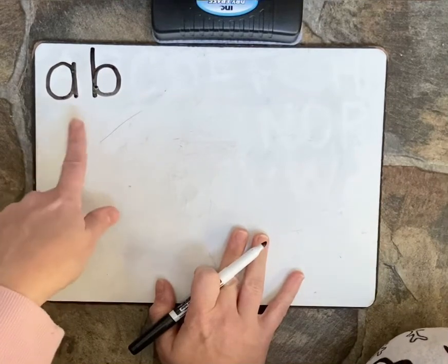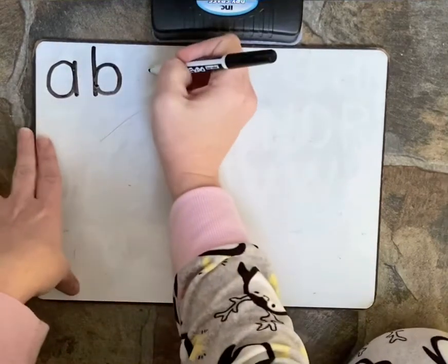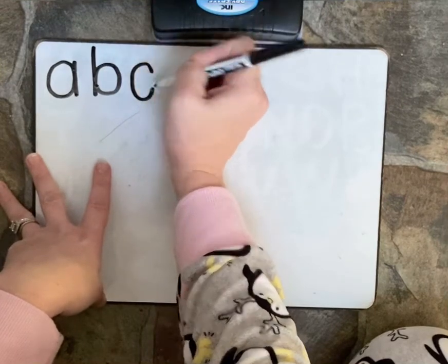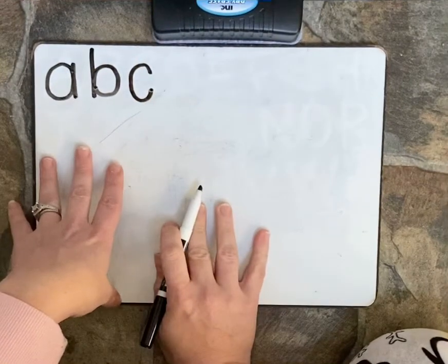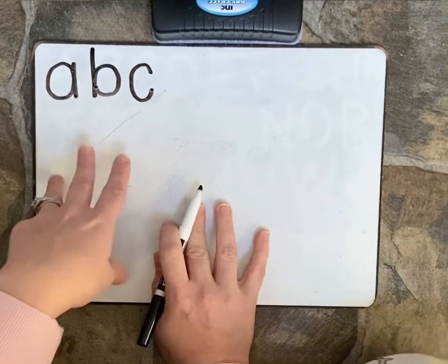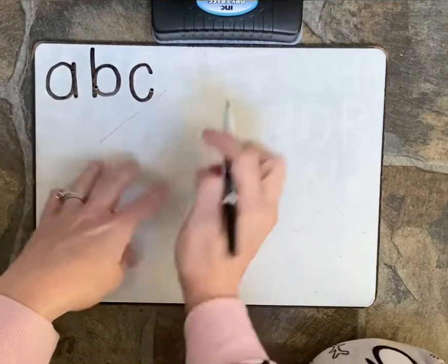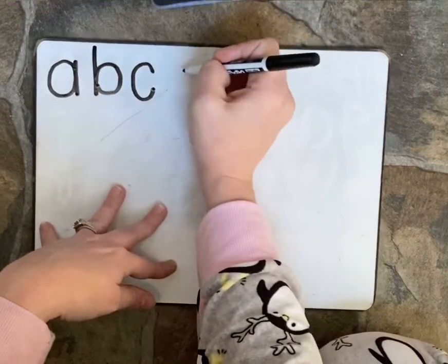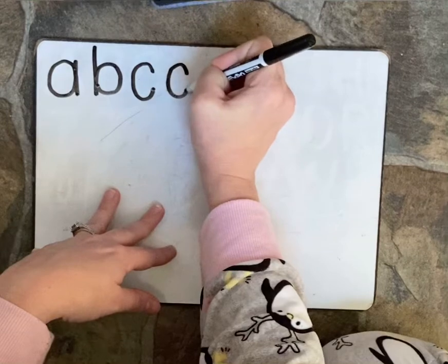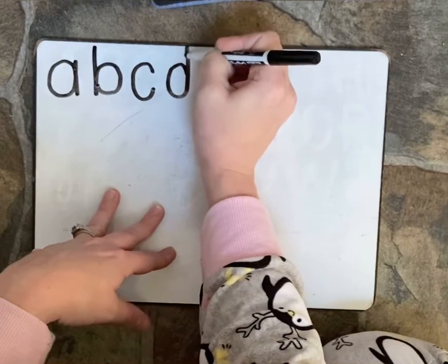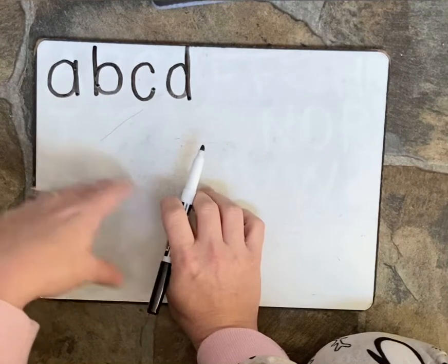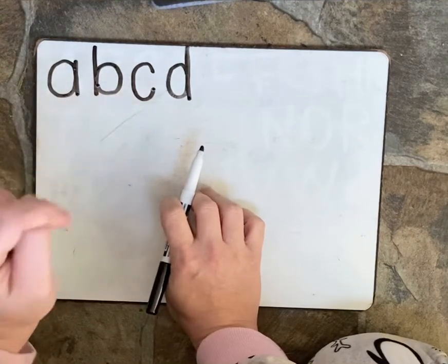Okay, so we have A, B. Our next letter is C. You know how to do that one. Over, around, and open. What comes after C? D. And if you can write an A and a C, you can write a D. It's also an over around letter. So start like a C, go over around, and then you're going to go up and pull back down. So you should have A, B, C, D.